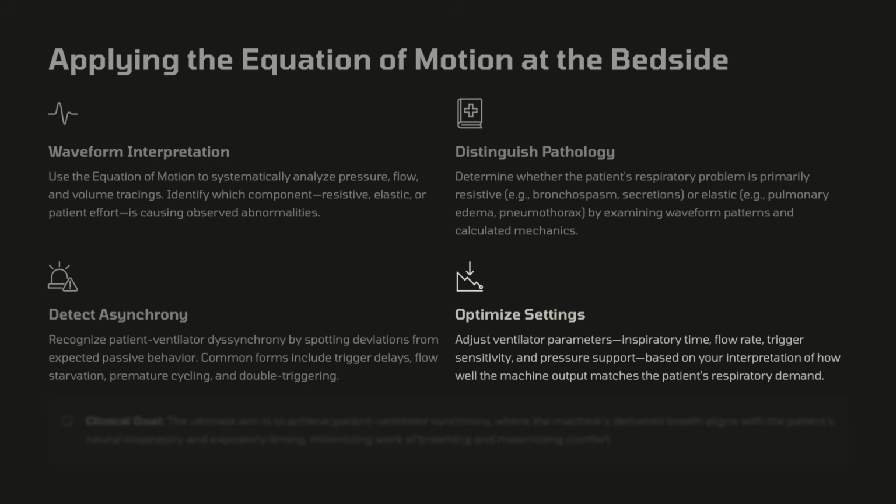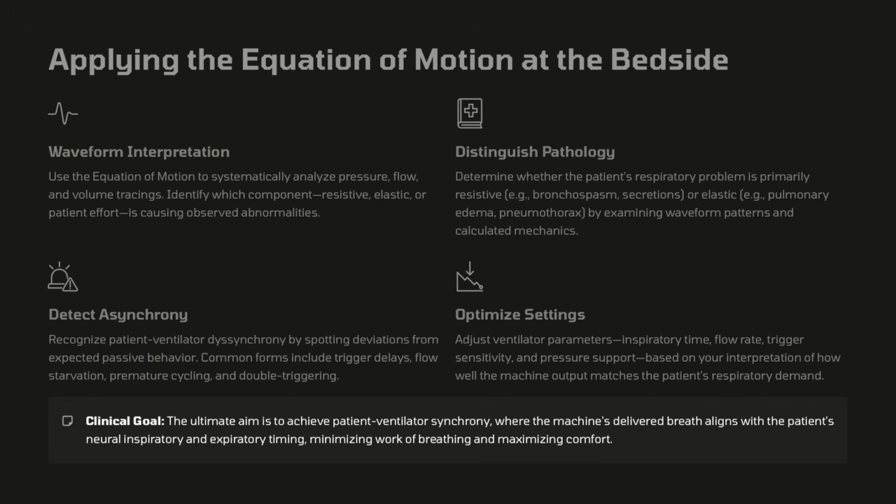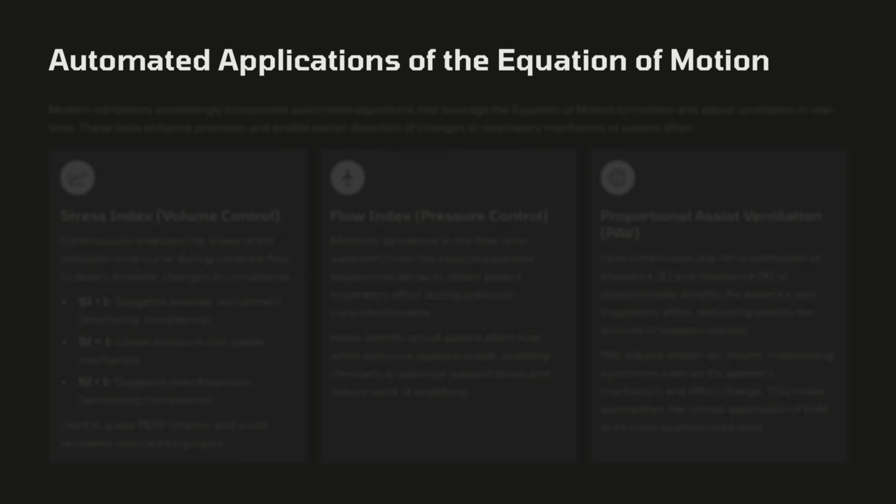Now optimize settings. Adjust the ventilator parameters, that is inspiratory time, flow rate, trigger sensitivity and pressure support based on your interpretation. So you have to adjust all these things: the inspiratory time based on the tau, the flow rate, the trigger sensitivity, the pressure support, so that we can optimize the ventilator as best to the patient's effort. So the ultimate goal is to achieve synchrony where the delivered breath aligns with the patient's pathology, so that the patient is in comfort.